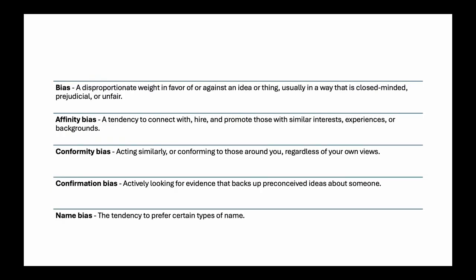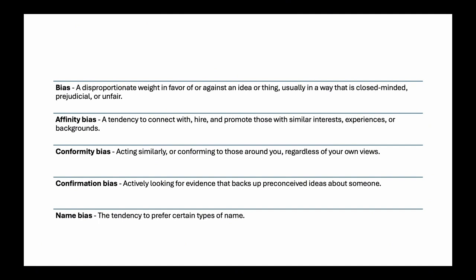Okay, now we're gonna talk about biases. A bias is a personal and often unreasoned judgment for or against something. It means disproportionate weight in favor of or against an idea or thing, usually in a close-minded or unfair, prejudicial way. You have affinity, conformity, confirmation and name bias. Affinity bias is the tendency to connect with, hire and promote those with similar interests, experiences or backgrounds. Meaning anyone with the same backgrounds and similar interests as you, you group together.